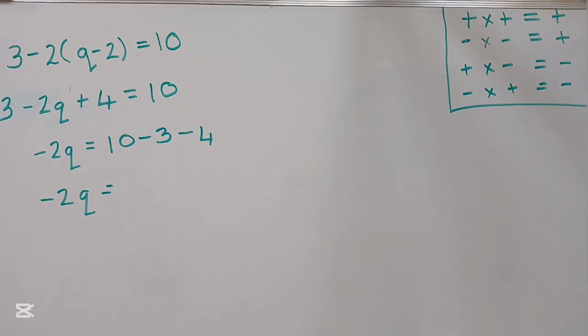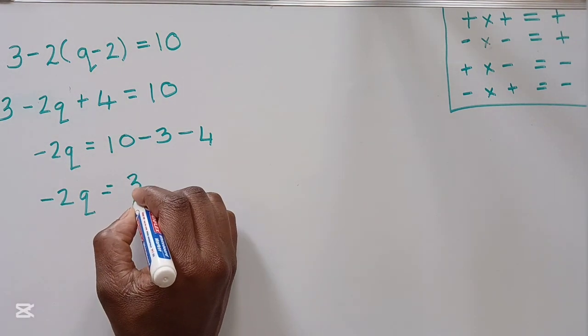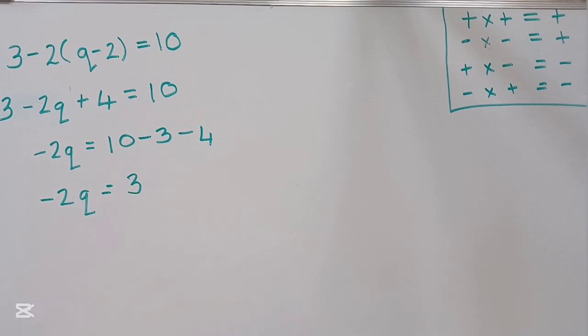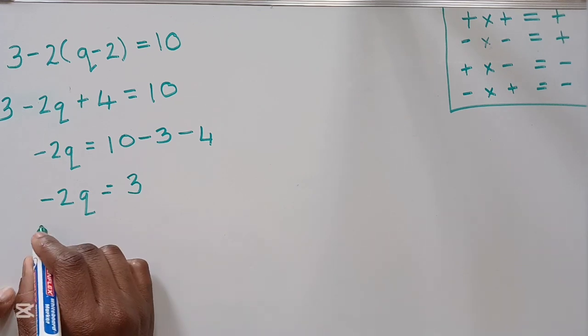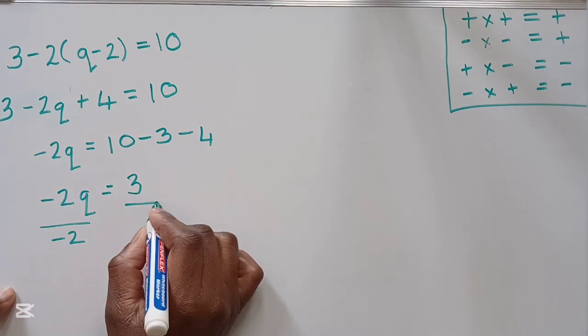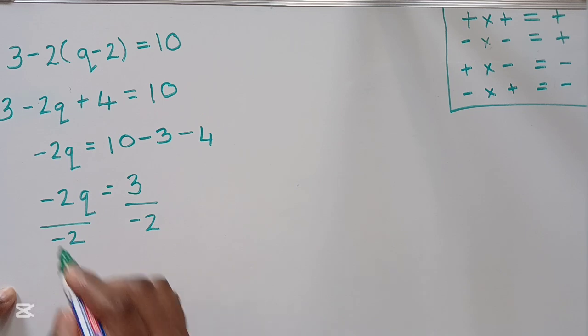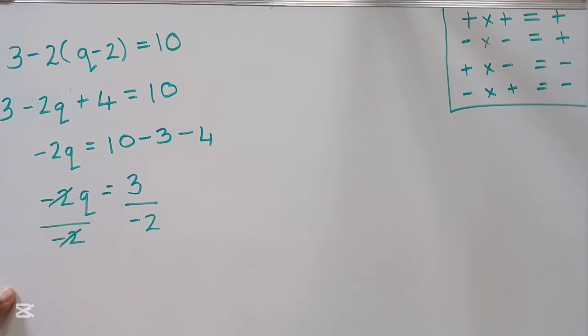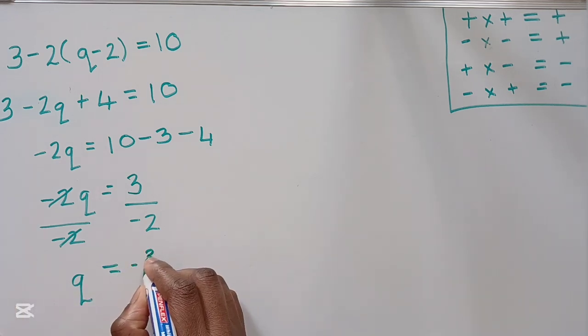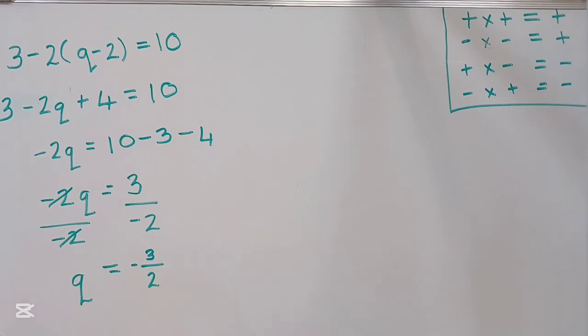Then we have 10 minus 3 minus 4, which will give you 3. We're not done yet. We're going to divide both sides by negative 2 because we want to isolate the variable. These two negative 2s cancel out. Then you have q equals 3 divided by negative 2, which will give you negative 3 over 2.